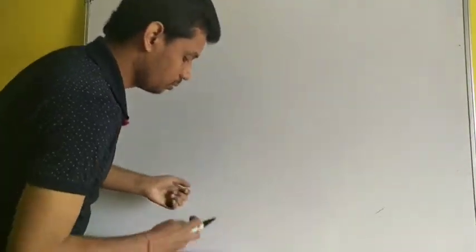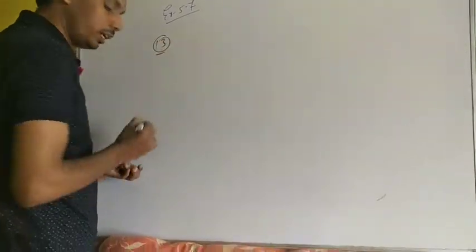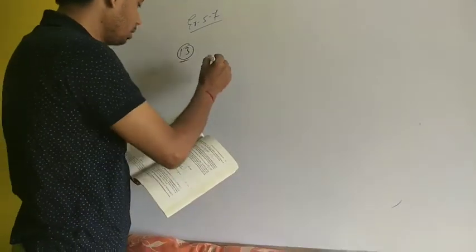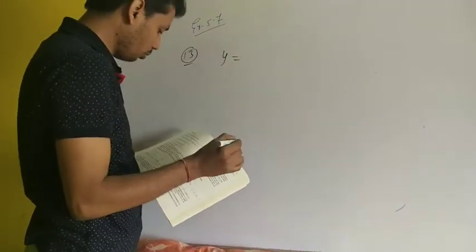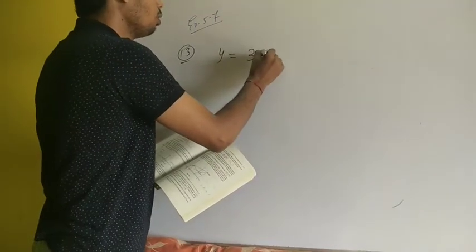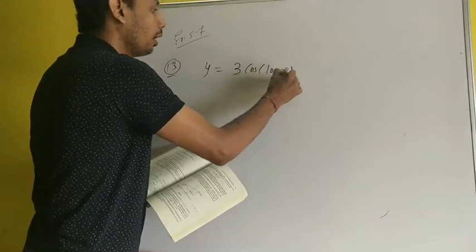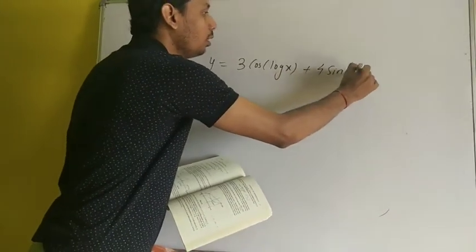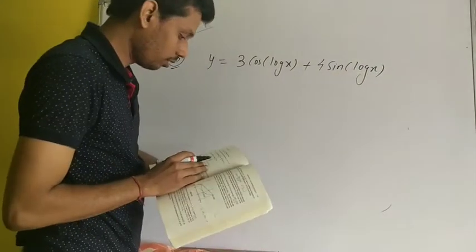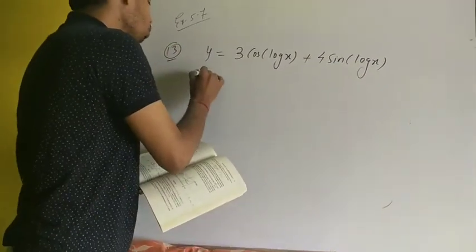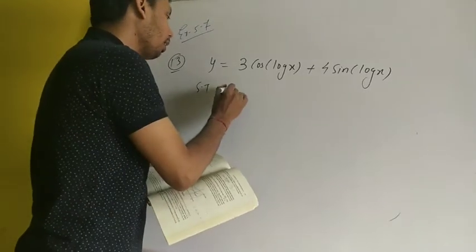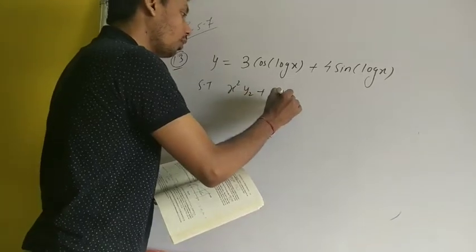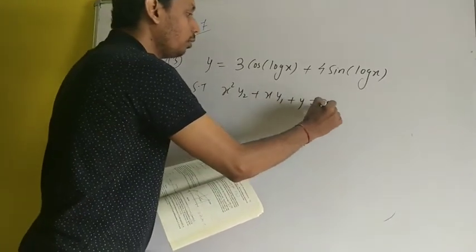Here in question number 13, it is given that y is equal to 3 cos log x plus 4 sin log x. Now we have to show that x square y2 plus x y1 plus y is equal to 0.